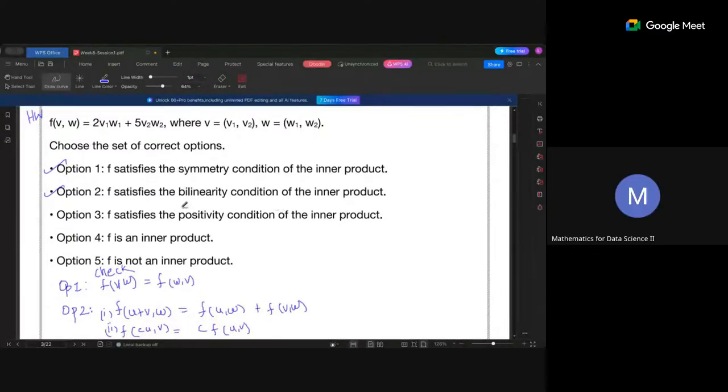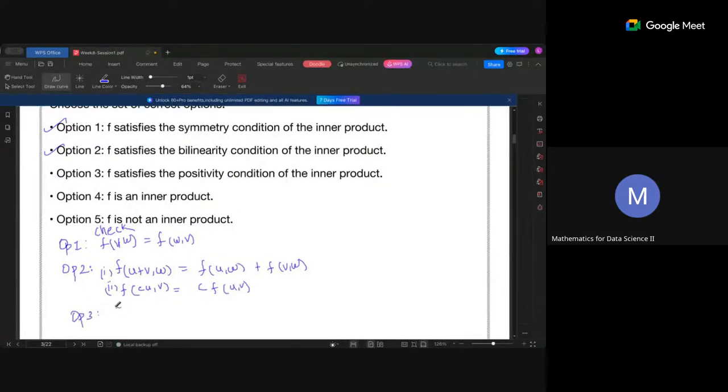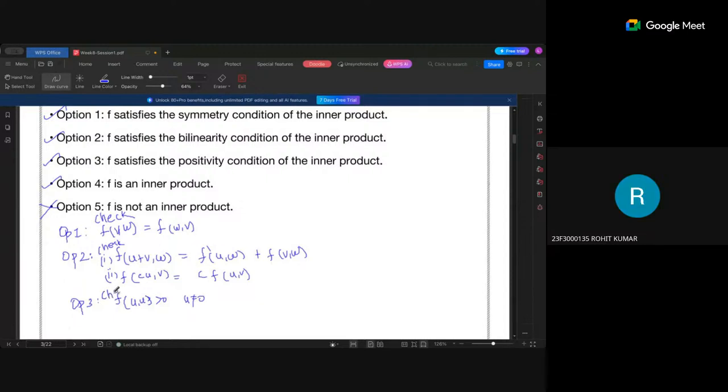And the positivity condition, you can see very easily that if you just put v1 squared and v2 squared, you get a non-negative, positive term here, so this is also very straightforward. Option 3 is f of u comma u is positive for non-zero u, that is the positivity condition. Option 4 is also right. So if all these three are satisfied, then option 4 is correct, so option 5 is incorrect. I have not explicitly done the verification, but you know the steps you have to do.